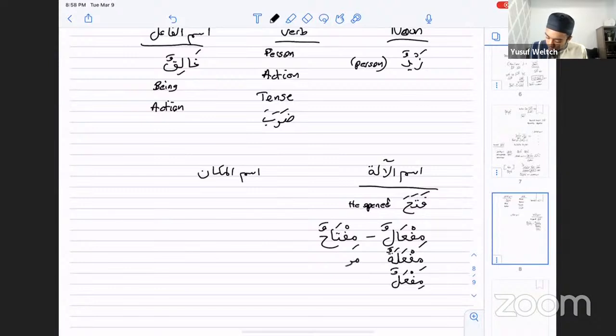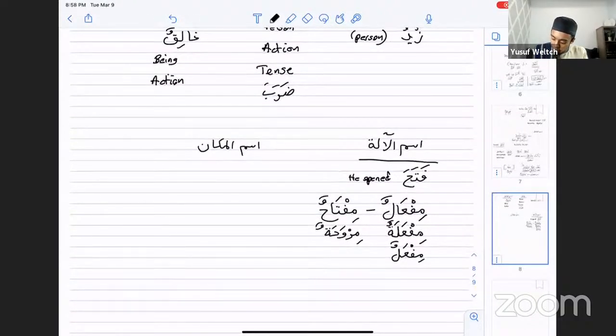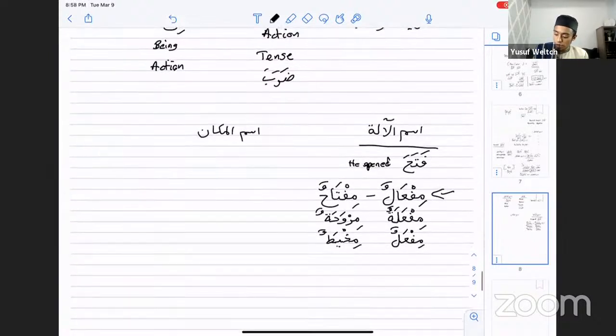So mirwaha is a fan, because rih essentially is wind. It's the tool by which you make wind. It's a fan. Mikhyat is a needle. It's the tool by which you do khayt, which is sewing. Its common pattern is this one, mif'al. Like misbah is the instrument by which you give light. So it's a lamp.